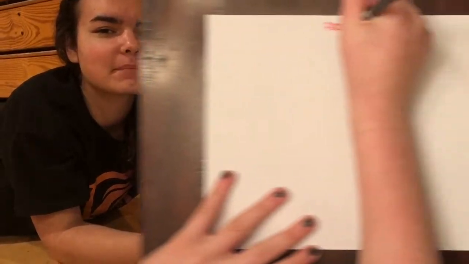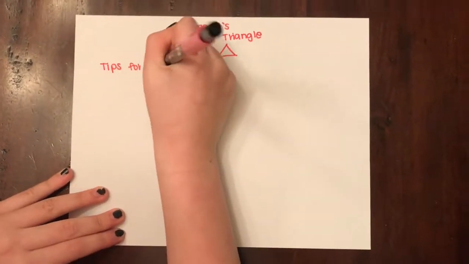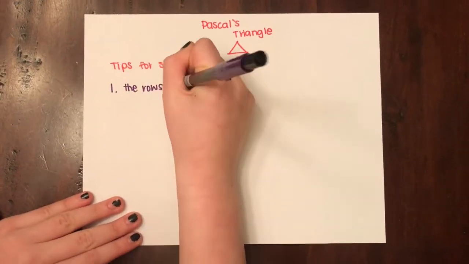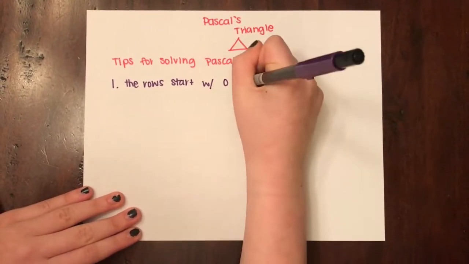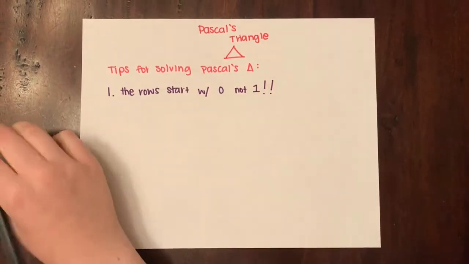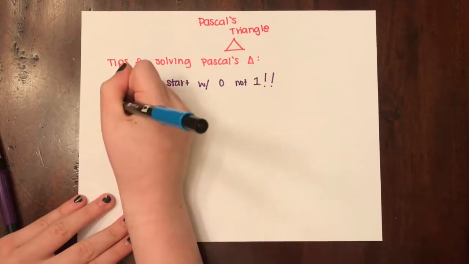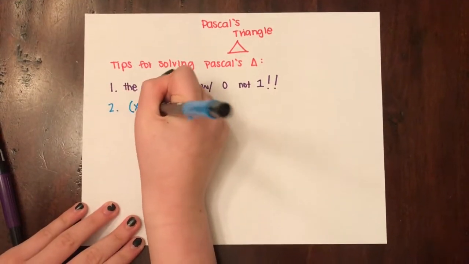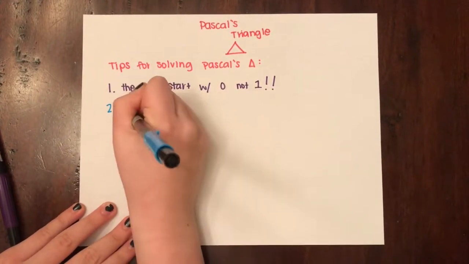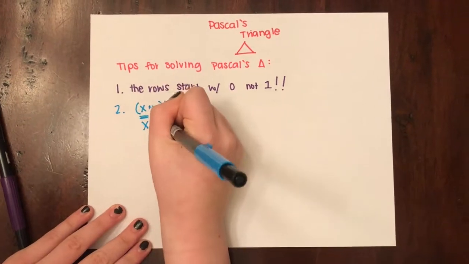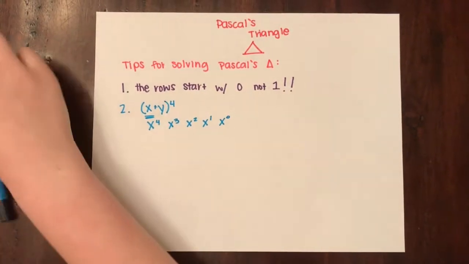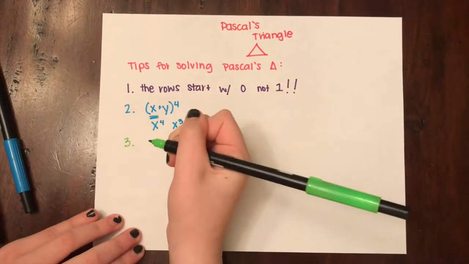Let me explain. Here are some tips for Pascal's triangle. The first tip is to copy down the numbers in the correct row. Remember, the rows start with 0 and not 1. The second tip is to start with the first term and decrease exponents starting with the exponent in the problem. Let's say we have the problem (x plus y) to the power of 4. You would start off with x to the 4th and then go all the way down to x to the 0th power.